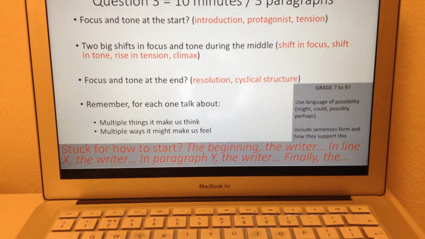So, 10 minutes to find those bits of the text you're going to look at for structure, and then to write your 4 paragraphs about structure. Pause the video now, and then come back when you're done.